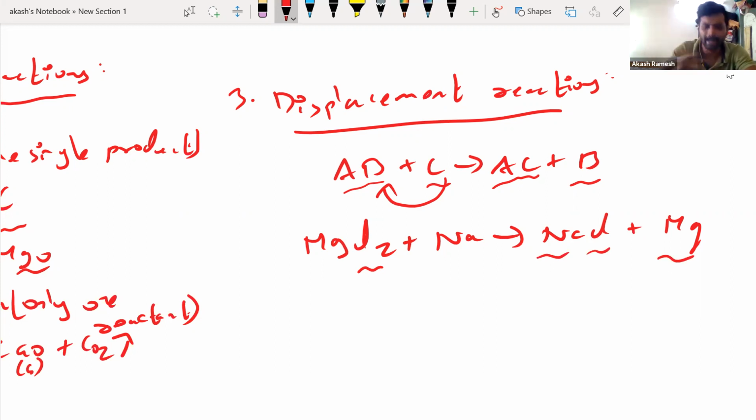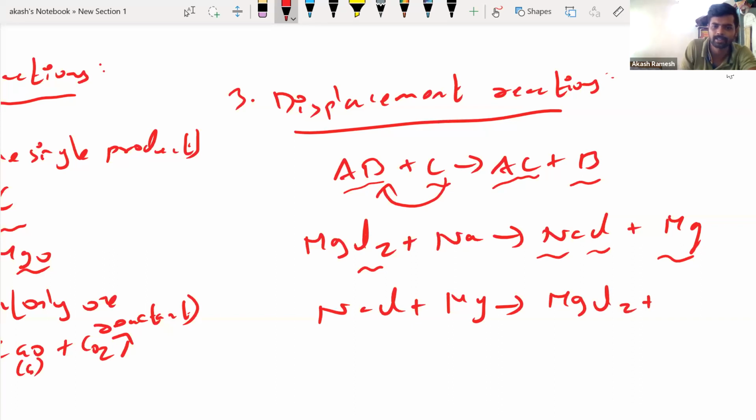Now can I have the opposite happening? Say for example, if I have NaCl and I react with magnesium, can I form MgCl2 plus Na? That is basically the opposite of this reaction. Now, how do we understand which is correct? Because this is also a displacement reaction. But how will we know which is correct and which is wrong?